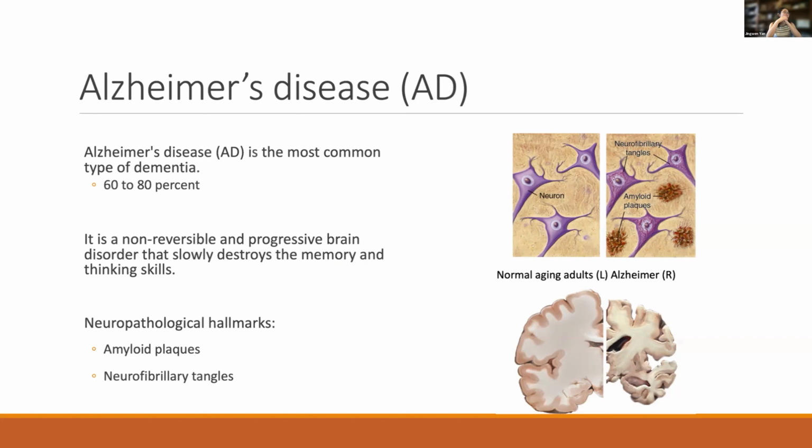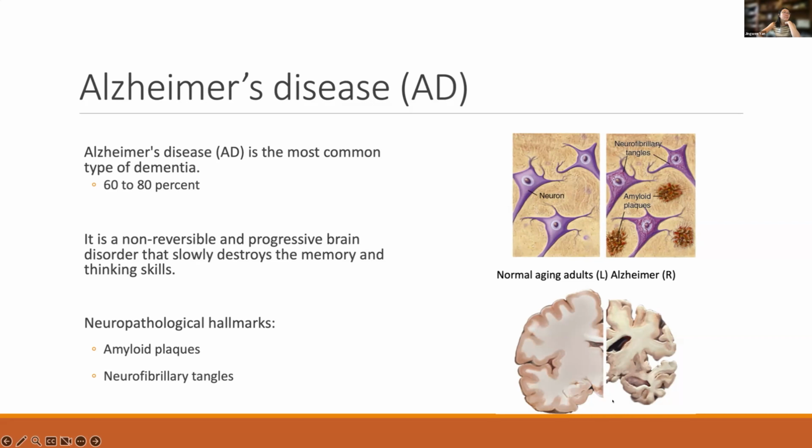There are two hallmarks of Alzheimer's disease in the postmortem brains, that is, the phenotype in the postmortem brain. One is called amyloid plaques. If you look at this figure, these are the neurons from normal aging adults, the healthy people, and on the right side are from the Alzheimer's patient. You can see for the Alzheimer's patient, these brown depositions between neurons are known as amyloid plaques. Inside the neuron, there is another hallmark called neurofibrillary tangles. These are two important hallmarks of AD.